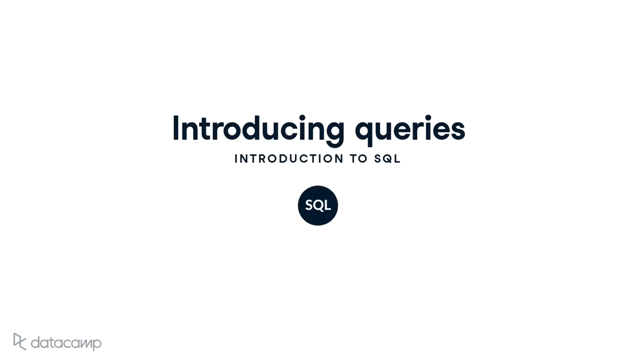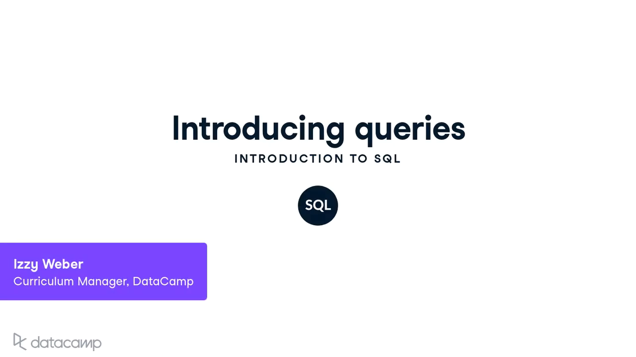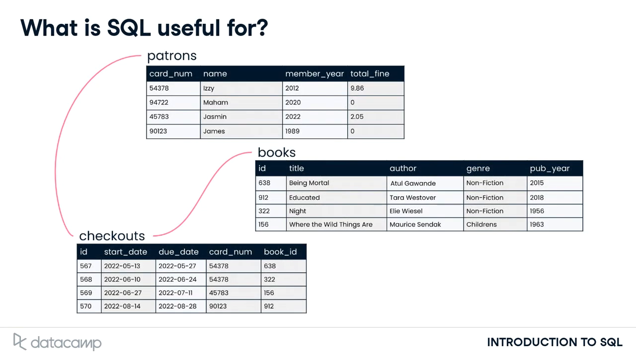Welcome back. Now that we understand how data is organized in databases, we can begin drawing insights using SQL queries. Recall from the last chapter that SQL is used to answer questions both within and across relational database tables. In the library database, we might use SQL to find which books James checked out from the library in 2022.